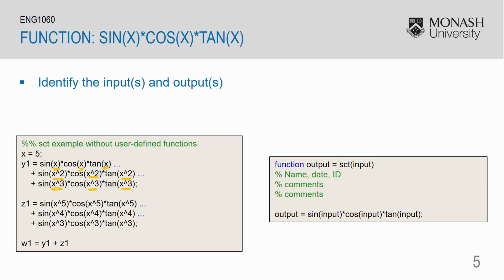So we can create a function by putting a function declaration, or the function header, at the top of the M file. If you recall, we have the word function first, then our output equals our function name, which I've called SCT, and then next in parentheses I have the input.